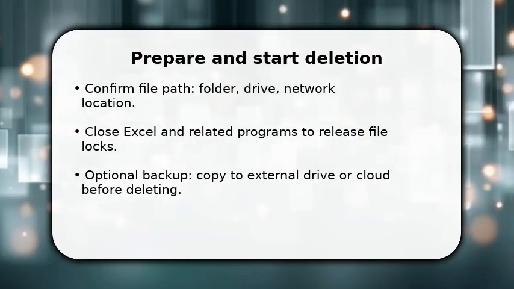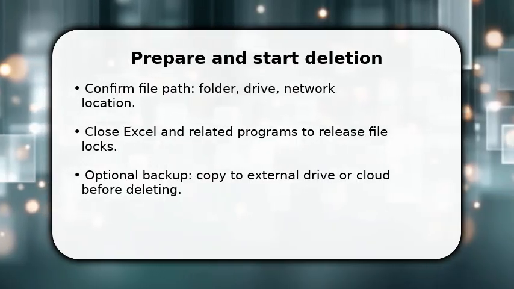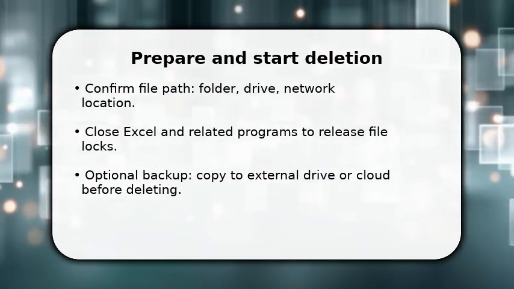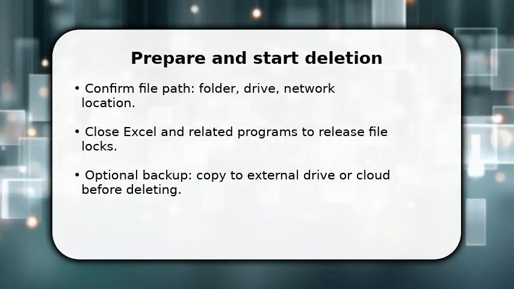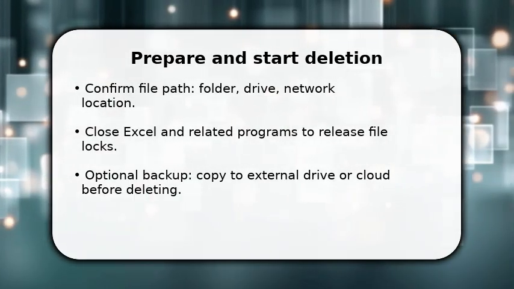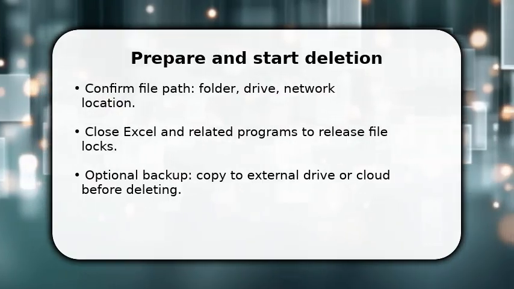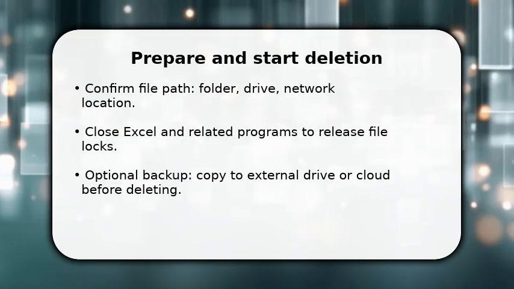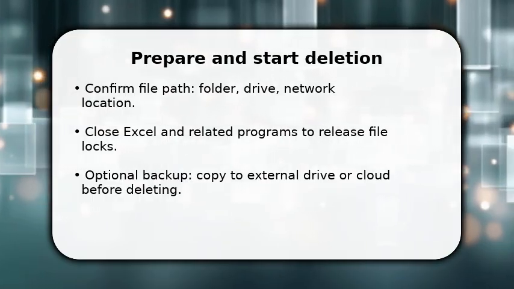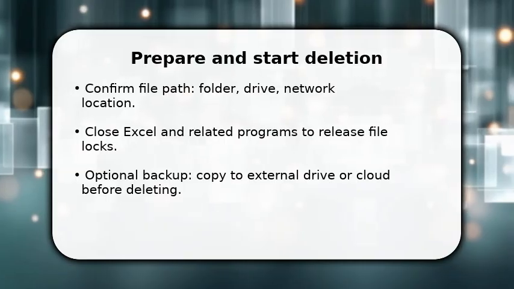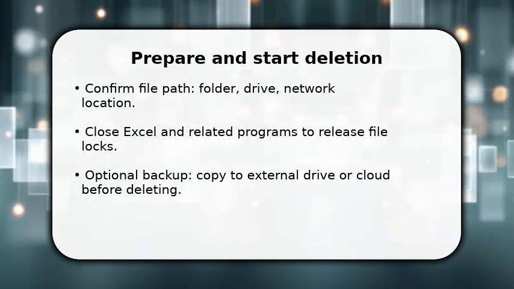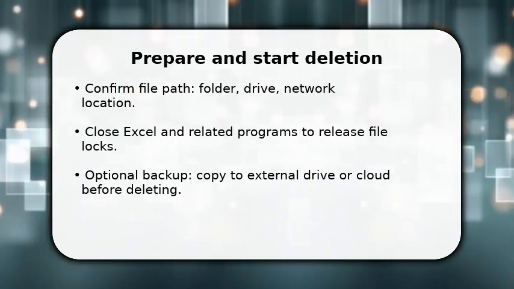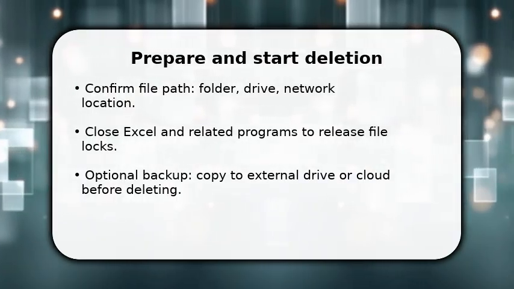You begin by confirming the exact folder and drive where the Excel file lives, because deleting the wrong file is irreversible. Once done, close Excel and any linked apps so the file isn't locked. This ensures deletion succeeds. Make a quick backup if you're uncertain. Copying to cloud or external drive takes seconds and preserves recovery options. Then open File Explorer, navigate to the folder, and locate the target workbook so you're ready for the removal step.